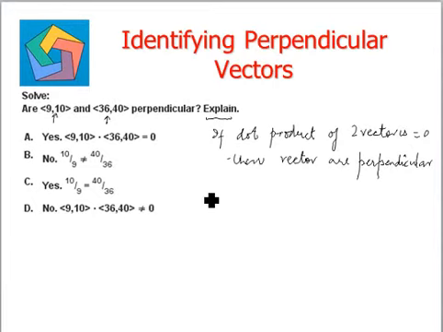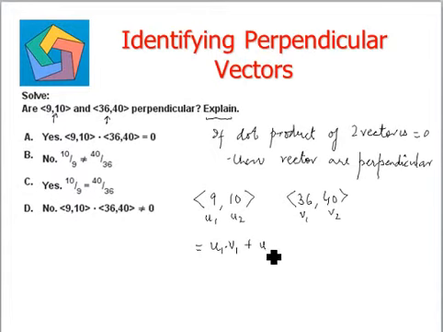The first vector is given, 9, 10. Let this be u1 and u2. And the other vector is 36, 40. Let this be v1 and v2. The dot product of two vectors is given by u1 times v1 plus u2 times v2. So u1 is 9, times 36, plus 10 times 40.